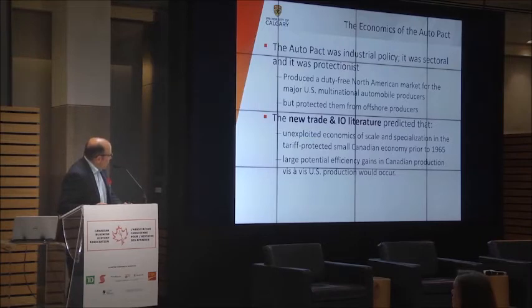So I kind of highlighted this new trade in the IO literature. Really, at the time, it was standard textbook economics, the scale economies, the impact of that, but it did evolve from there. But the theory pointed out that there were potentially very large gains that Canadian producers could have if we somehow expanded our production.